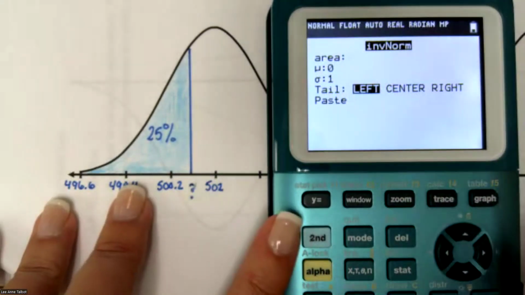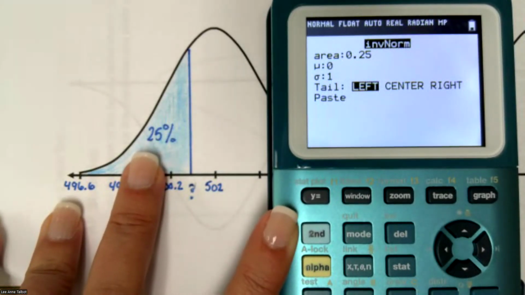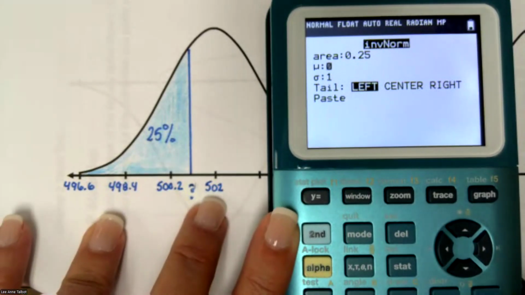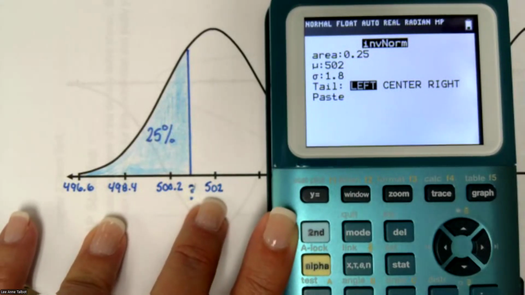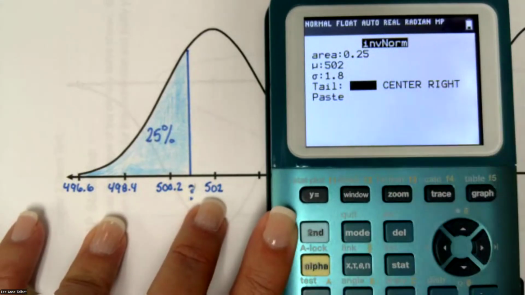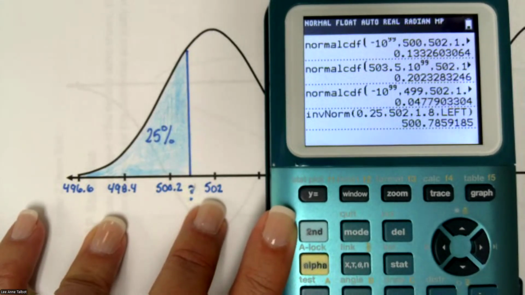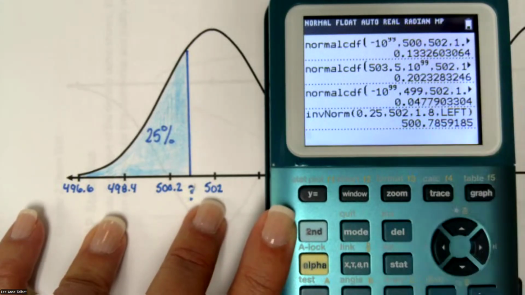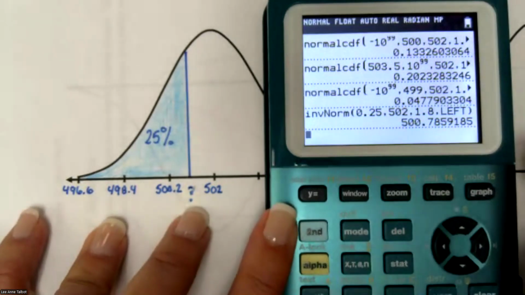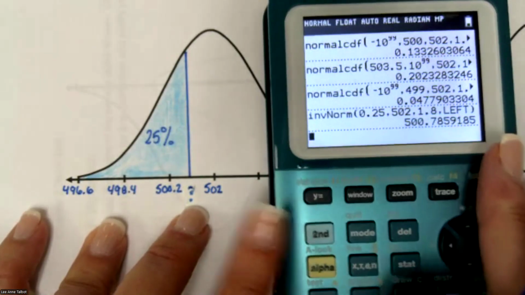Okay, but in this case, our area is 0.25. Make sure to put that in as a decimal, otherwise it will laugh at you. Your mean is 502. Standard deviation was 1.8. And in this picture, my tail is going to the left. And it's telling me that value on the x-axis would be 500.8. Does that look about reasonable for my drawing? Okay.